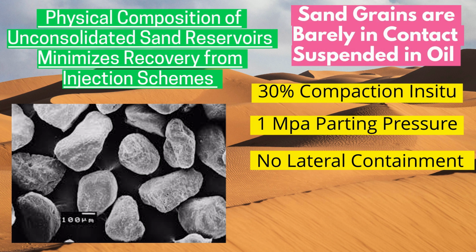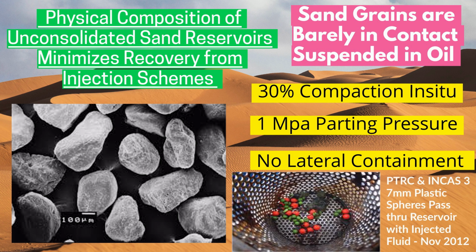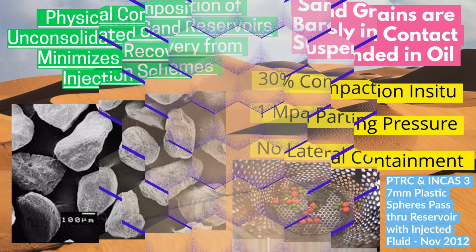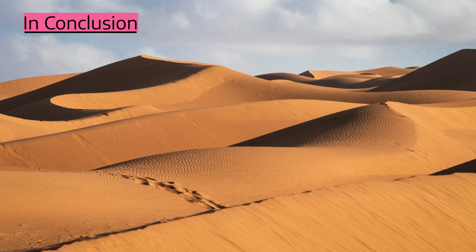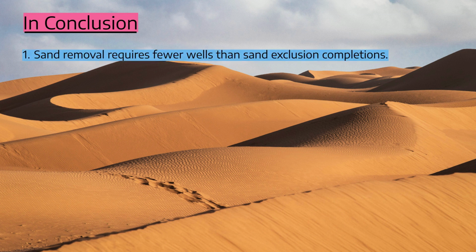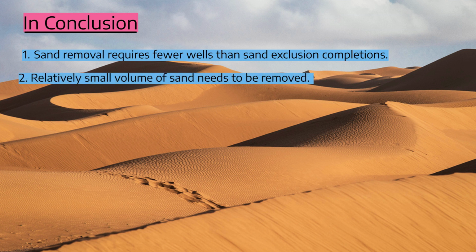Injection relocates sand particles, rapidly creating channels capable of passing 7 mm spheres 400 meters through the reservoir between injectors and producers. To summarize, near wellbore sand removal requires fewer wells to drain a pool than sand exclusion completions. Sand volume removed is small relative to the sand in the drained area.